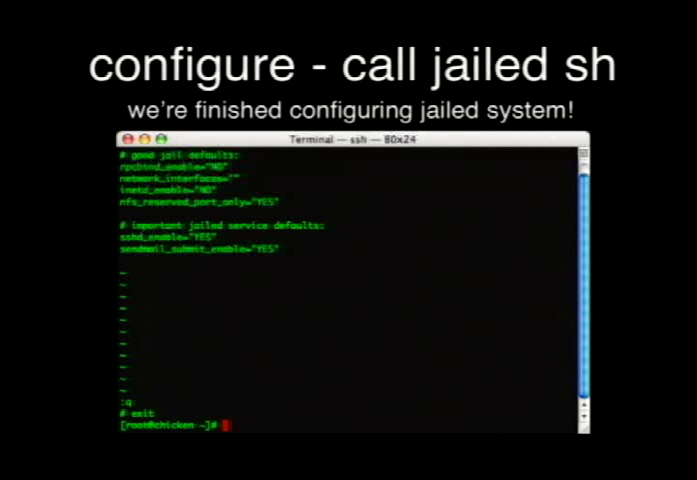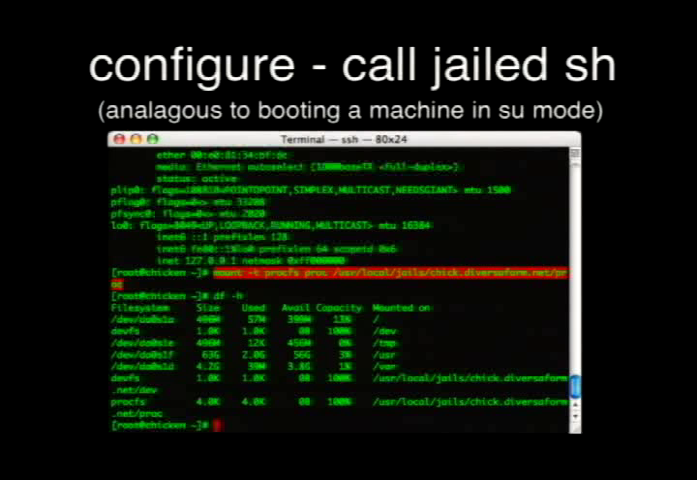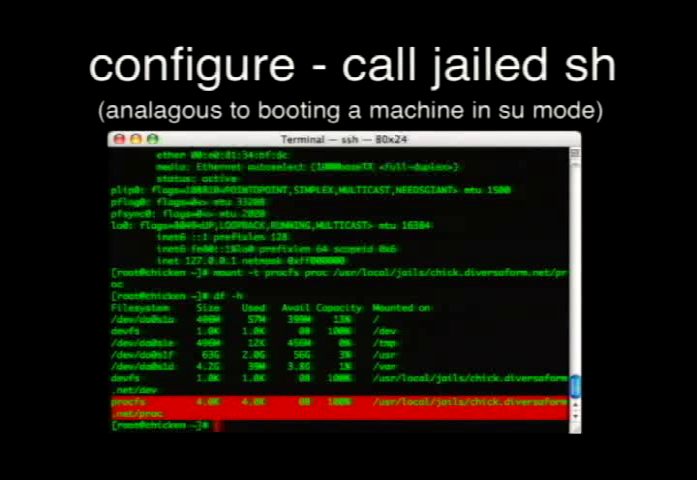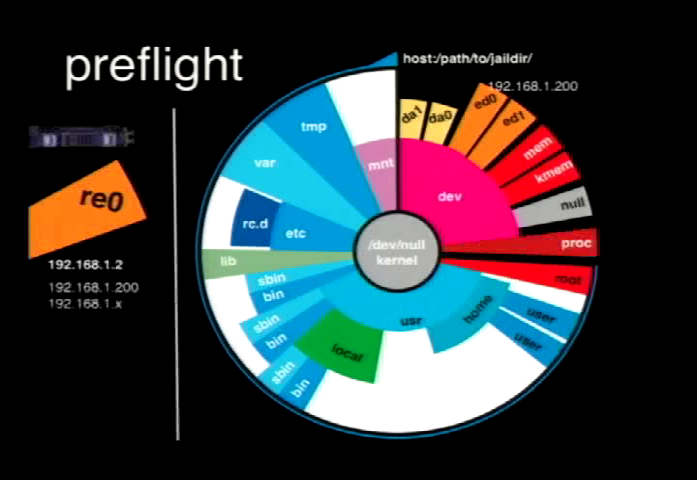So we exit out of that jailed shell, and we're back in the host machine, chicken. And we're going to add our IP alias. We're going to give chicken a .200 address, following, again, the man page. We go through it. It's got 200. Our host has 2. We're doing pretty good. Now we're going to mount the process file system in jail so that jail has a procfs to use. And there it is, mounted. So what do we just do? Mounted proc and gave our host machine an IP address for this jail to use.